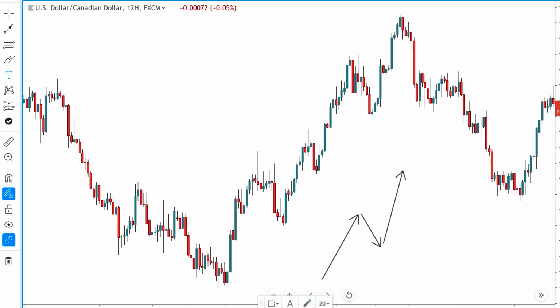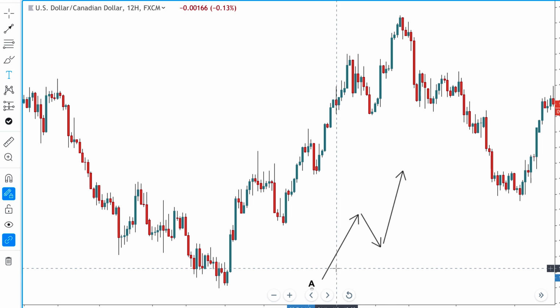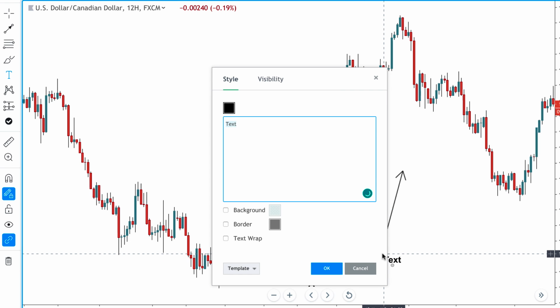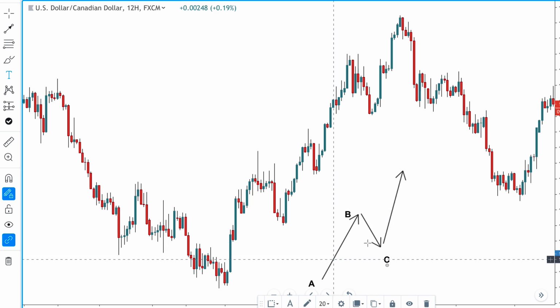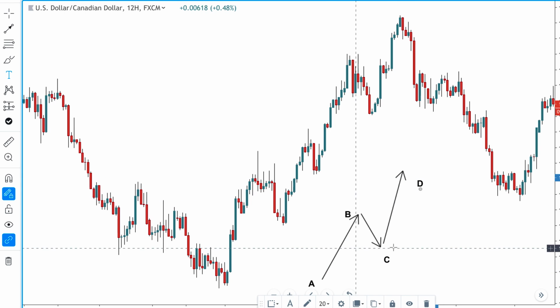Alright, let me mark it for you. So we have A here, and let me just get the color so you can see actually what this means. Then we have B here. The C point is the end of the retracement, very important. And D. Alright, so that is always what we are looking for.